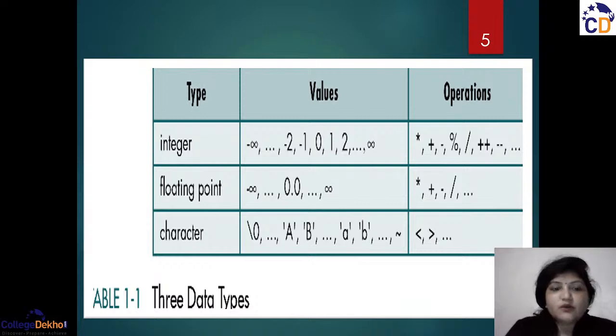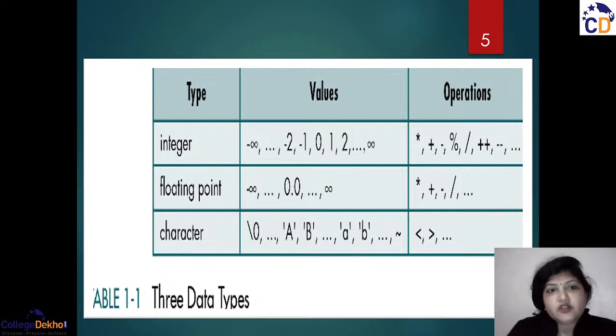Now let us start with the three data types. What are the data types we have in any programming language? The first data type is integer. It may consist of numbers, the floating point numbers, a decimal point number, that is, and a character. Character means you have uppercase character and you have lowercase character. And let us see what are the operations that we can perform on any data type.